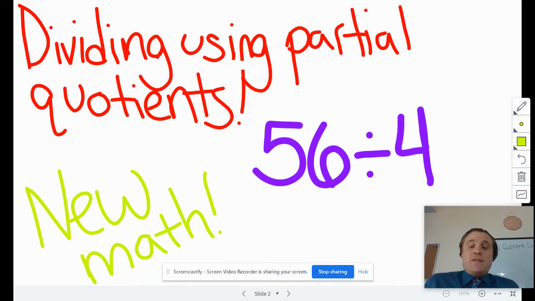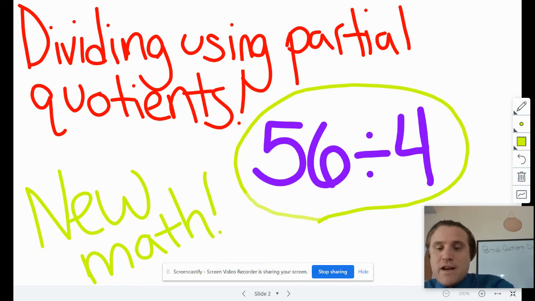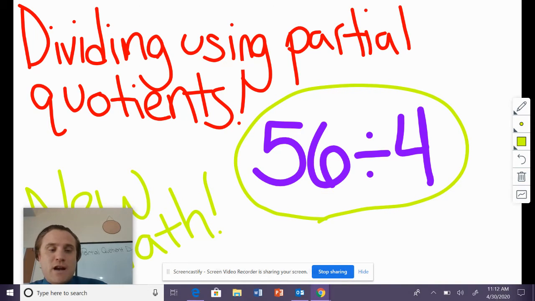Interestingly enough, my stepfather from Bolivia, when I taught him this, he said, "Wait a minute, that's how I learned how to do it when I was a little boy." So this is not new math. This is new to Americans. So this is dividing using partial quotients. Let's look at this problem right here. 56 divided by 4.